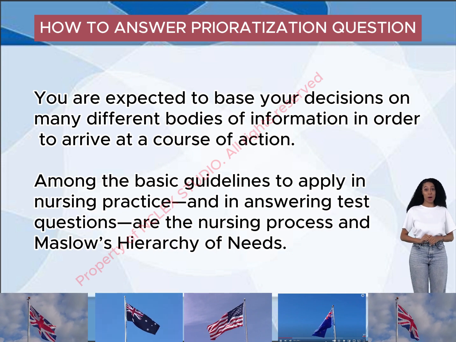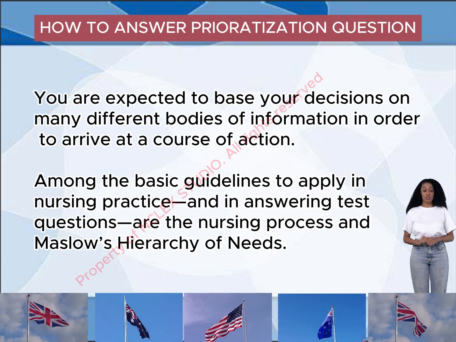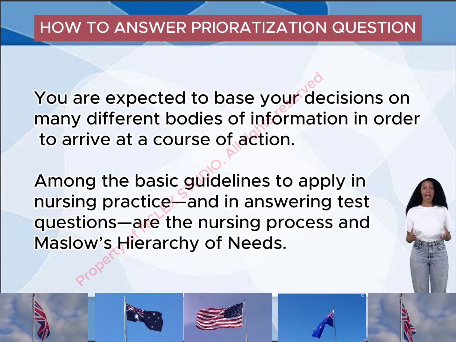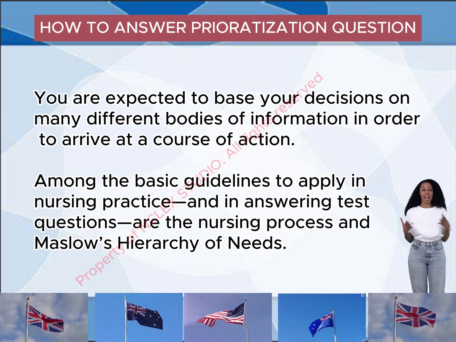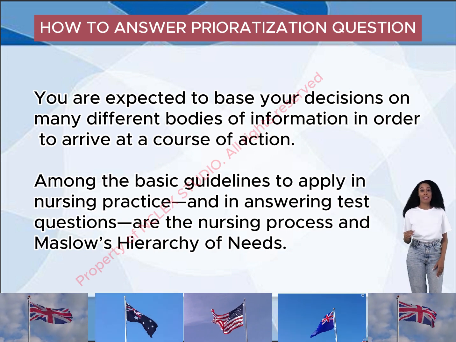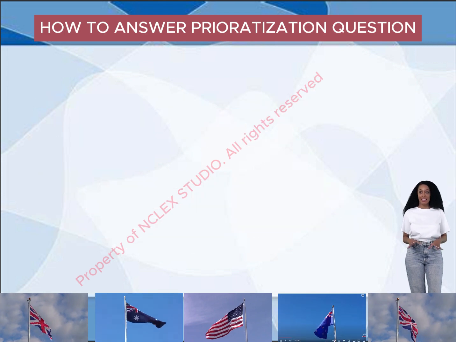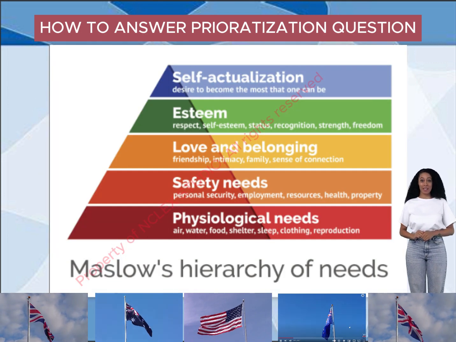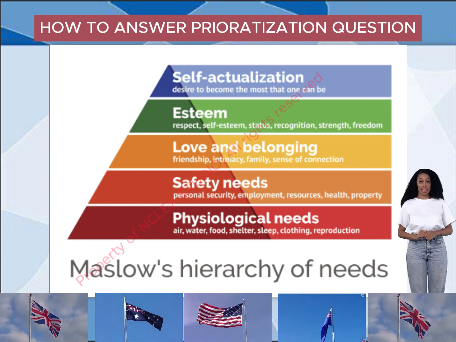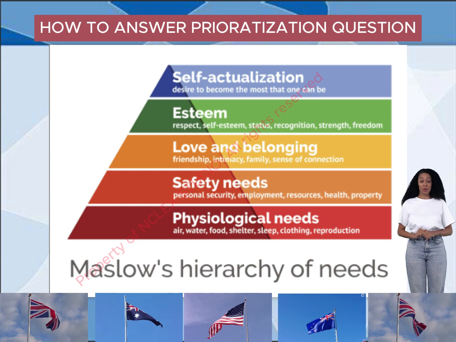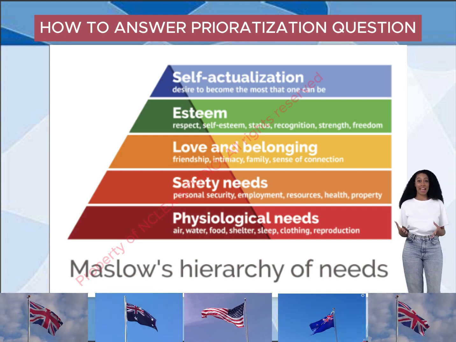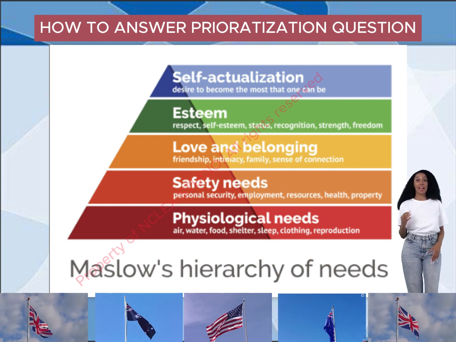In addition to what Mark said, you are expected to base your decisions on many different bodies of information in order to arrive at a course of action. Among the basic guidelines to apply in nursing practice and in answering test questions are the nursing process and Maslow's hierarchy of needs. Maslow's hierarchy of needs is a motivational theory in psychology comprising a 5-tier model of human needs, often depicted as hierarchical levels within a pyramid. Maslow argued that survival needs must be satisfied before the individual can satisfy the higher needs.